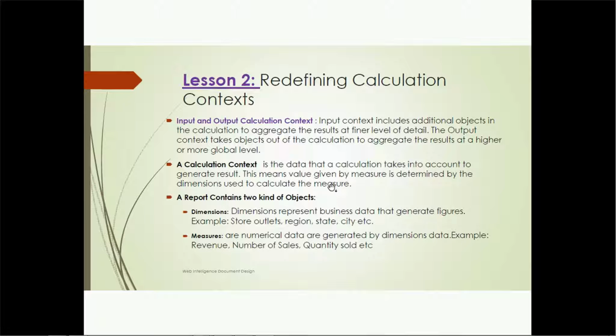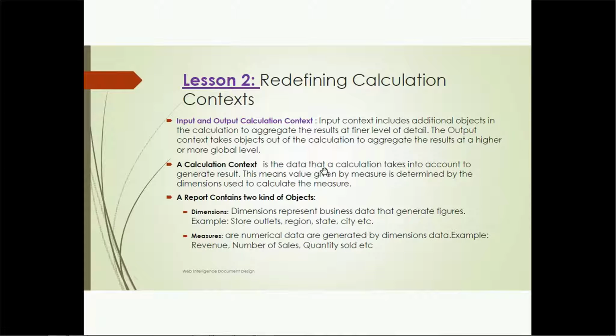Now we can redefine this calculation context. There are two types of calculation context: input and output context. Input context includes additional objects in the calculation to aggregate the results at a finer level of detail. Input context will take the objects into consideration, while output context will take the objects out of the calculation to aggregate the results. So both are opposite things. Input takes the objects into consideration, output removes the objects from the calculation.